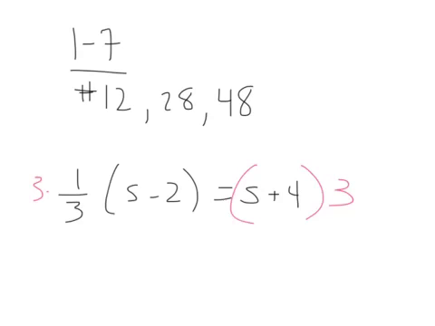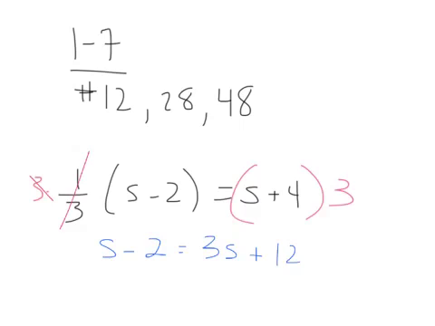Record. So multiply the entire right-hand side by 3 there. Now, the 3 and the 1/3 cancel. We're left with s minus 2 equals 3s plus 4. At this point in time, plus 12, thank you. What did I not do? What did I forget to do? Distribute.